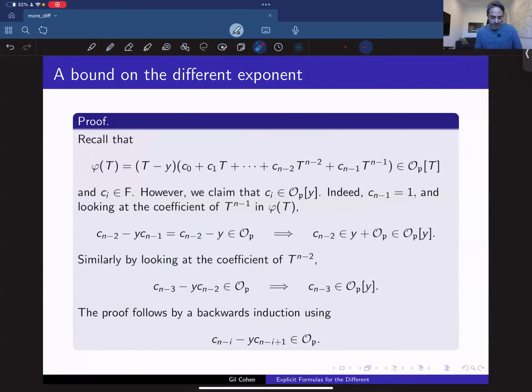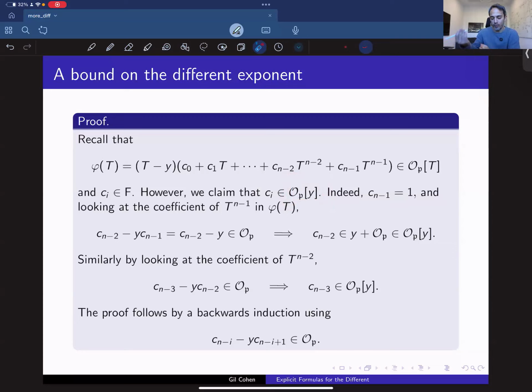Now that's not to say that the c_i are in OP. They are related to that. We'll see in a second, but all we can say for now is that the c_i are in F, because that's the one easy thing that you can say about it. Again, y is in F, and this is a polynomial over F. So when you divide polynomials over F, you get a polynomial over F. However, what I'm claiming is that the c_i are not just in F, but in this subring of F, OP[y].